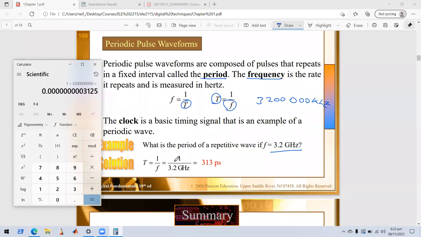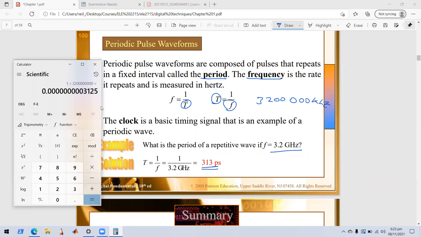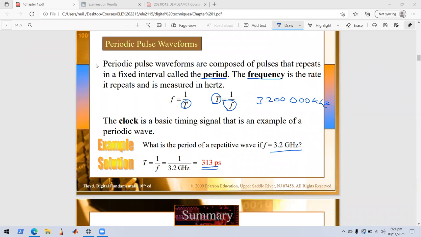Now, of course, this value here is in seconds. And we're going to have to multiply by 10 to the power of 9, and we can get it in nanoseconds, or by 10 to the power of 12, and we can get it in picoseconds. And of course, you can use your scientific notation. You don't need to write all the zeros out. You can just do 3.2 times 10 to the minus 9, or something like that. 10 to the 9, sorry, positive 9.